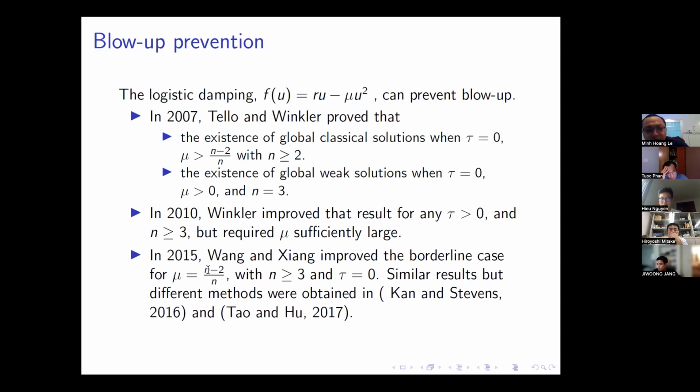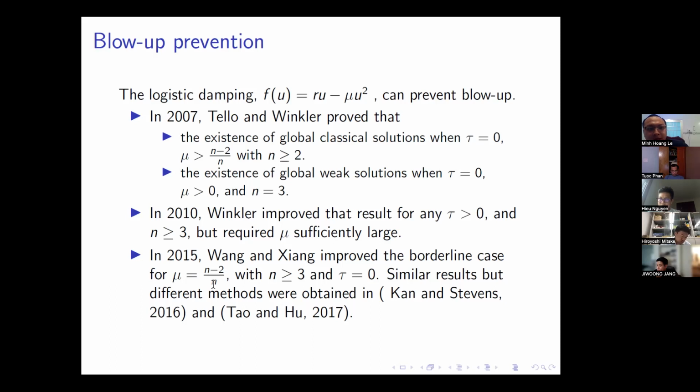And in 2015, Wang and Xiang improved the borderline case from the paper in 2007. For 2007, we have mu bigger than this number. But what about mu equal to exactly this number? That was proved by Wang and Xiang when n is bigger or equal to 3 and tau equal to 0. But the method they used is quite complicated, and later it was modified and improved by different methods. We have two papers in 2016 and 2017 that prove that theorem, but use different methods.